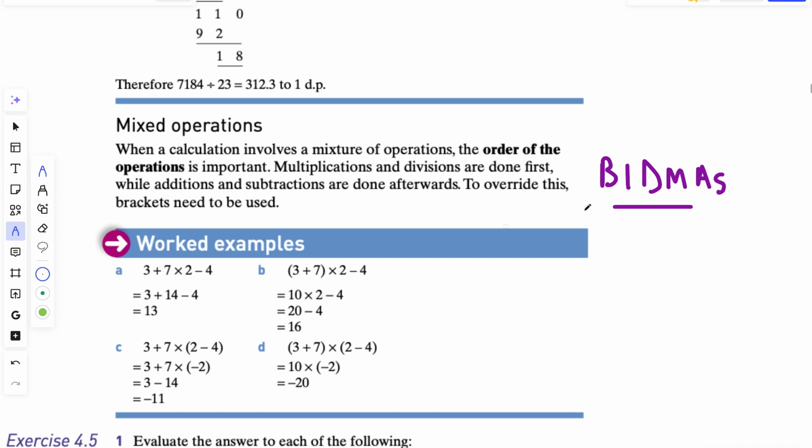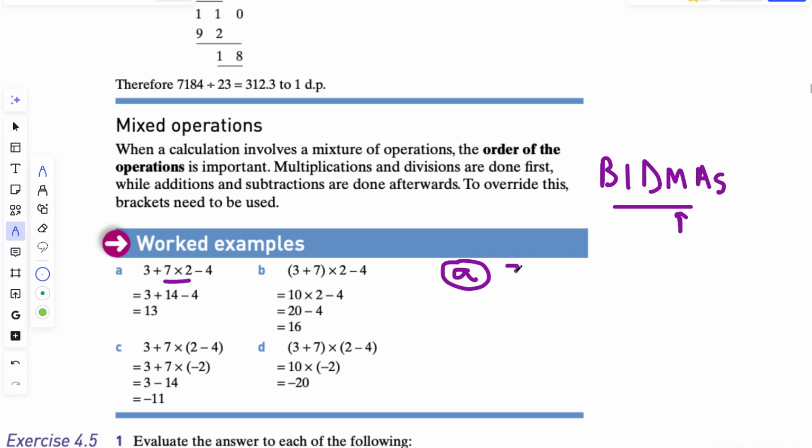This one, there's no bracket. There's no power. There are no indices. There's no division, but there's multiplication. So it starts from here. Since there's multiplication, we're going to do the multiplication first for this question. So let's try question A. Okay, we're going to do the multiplication first.